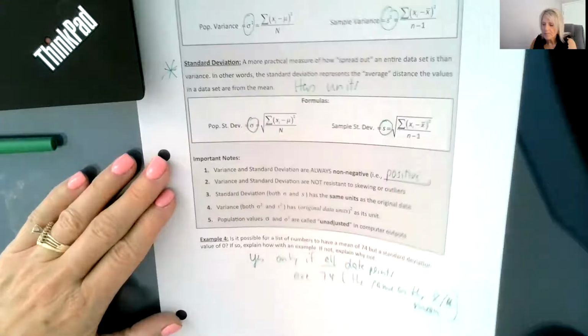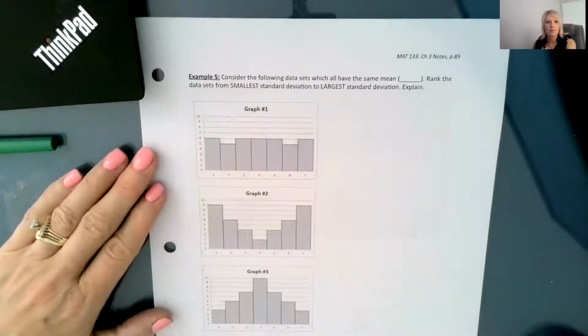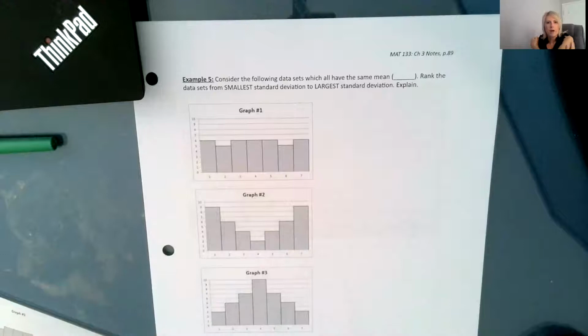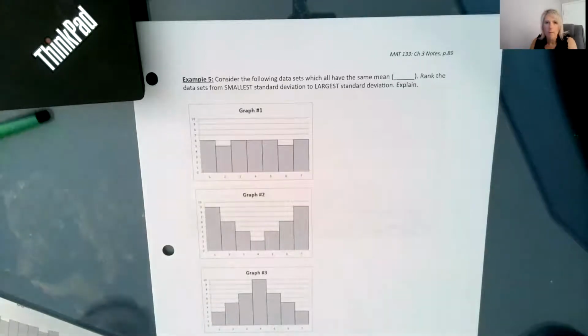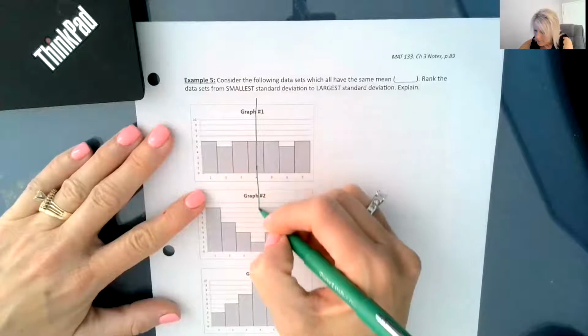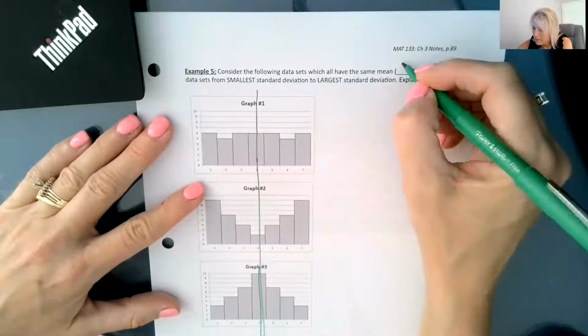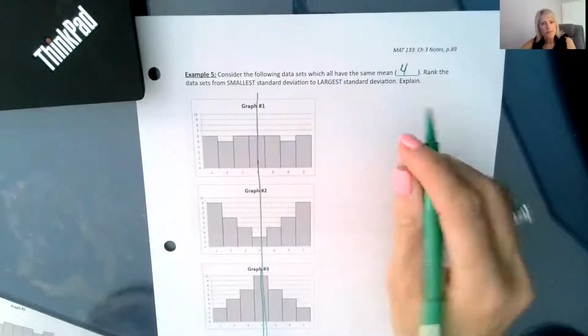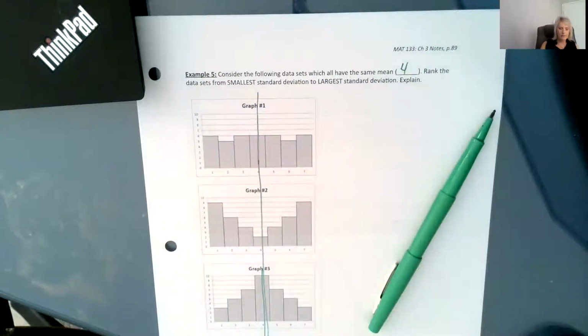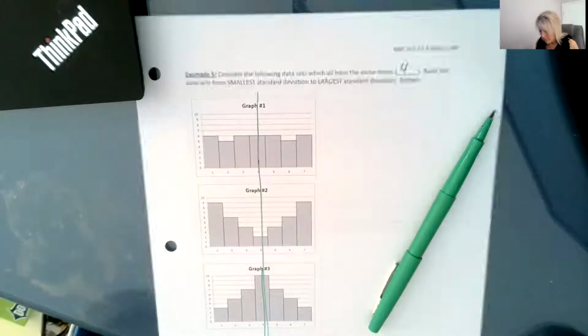So let's look at another example here. Example 5, consider the following data sets which all have the same mean. So they all have the same mean, and you can see that that is, actually we'll draw it straight down. Whoopsie, I kind of went off here, didn't I? It's all at 4. Rank the data sets from smallest standard deviation to largest standard deviation. And remember, standard deviation is the deviation from the mean.